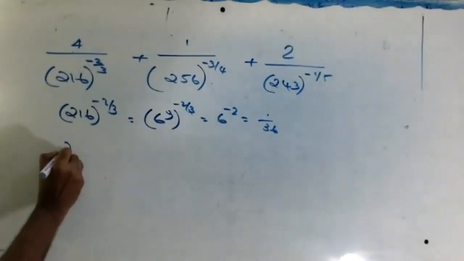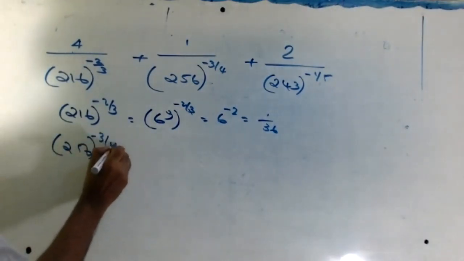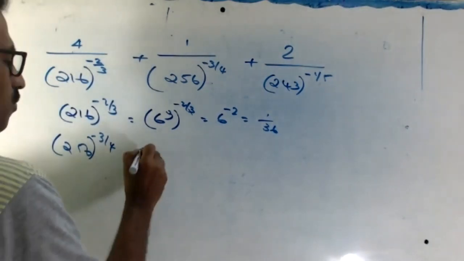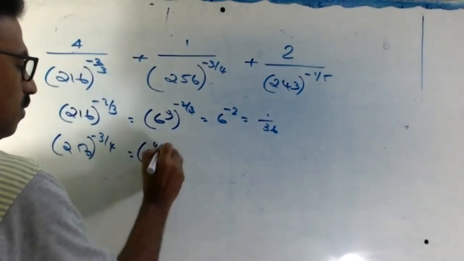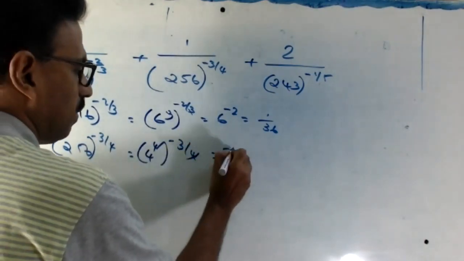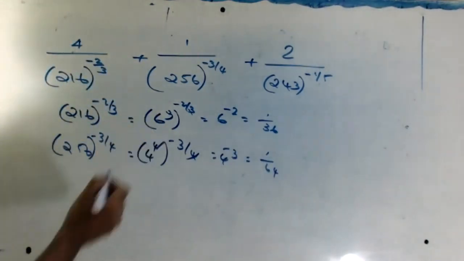Okay. 256 raised to minus 3 by 4. Just now we discussed this one. 4 raised to 4 whole raised to minus 3 by 4. Cancel. 4 raised to minus 3. That is 1 by 64. The previous question was this.